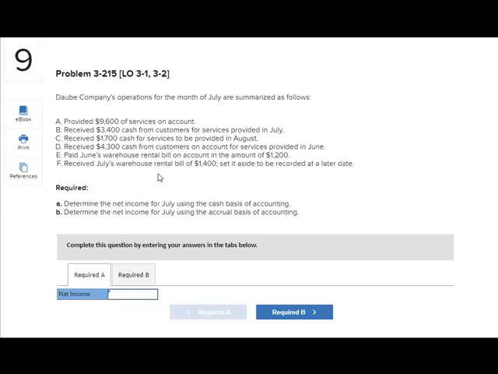So once you figured out which revenue amounts to include and which expense amounts to include, you total up the revenues, subtract the expense, and your answer is cash basis net income.